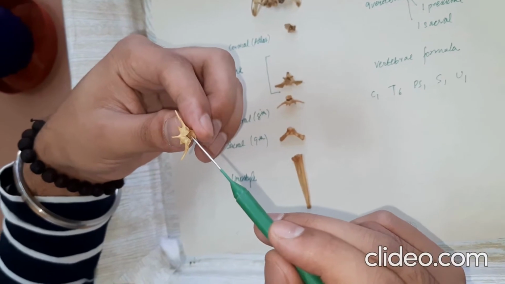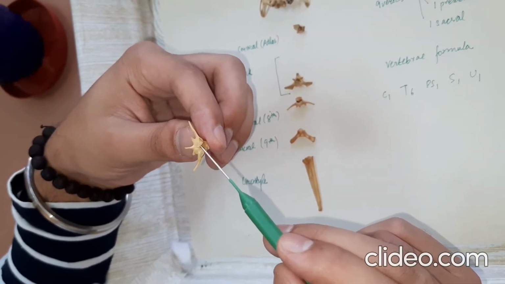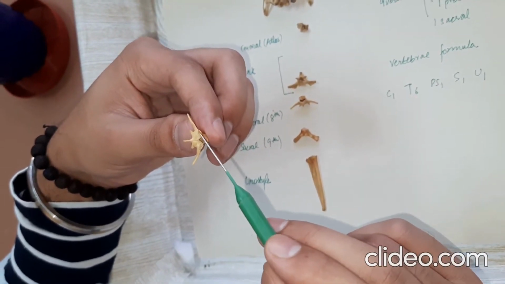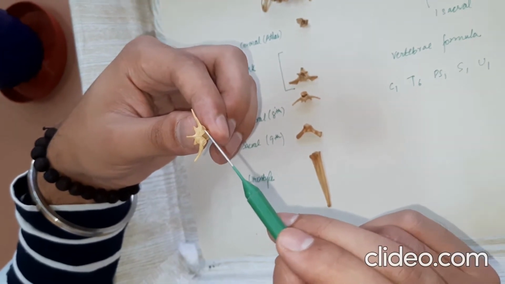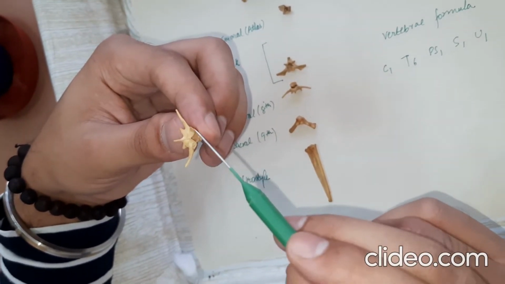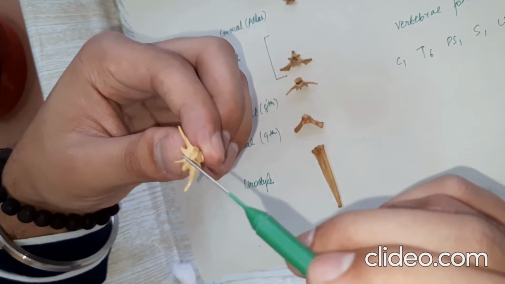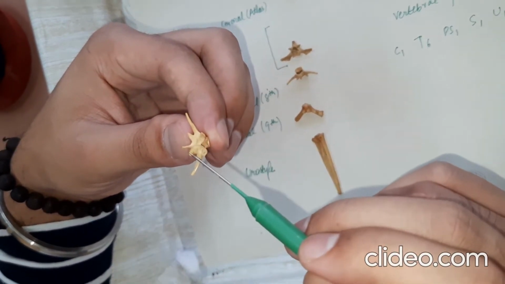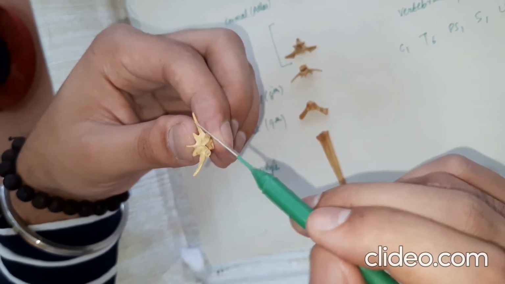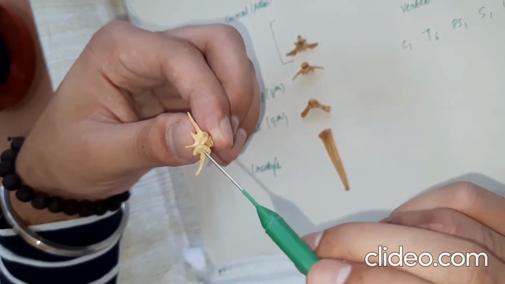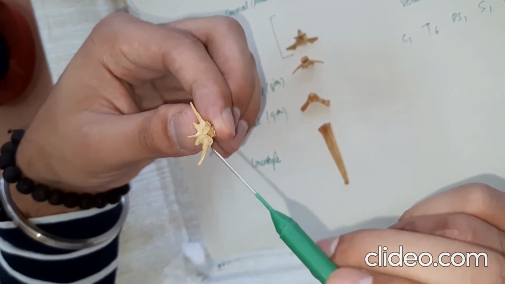This is the neural canal, and this is the neural arch. These are prezygapophyses, and these are postzygapophyses, and these are transverse processes, and this one is the neural spine.